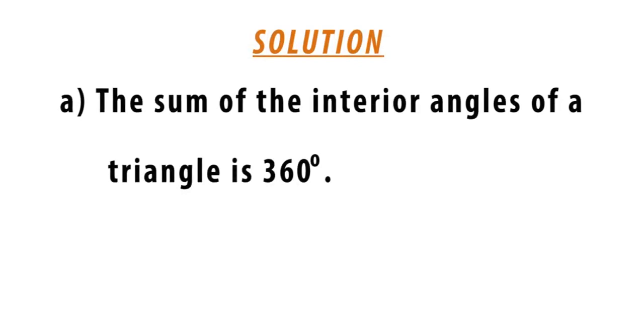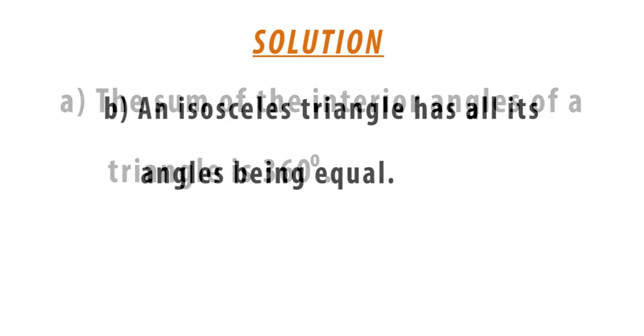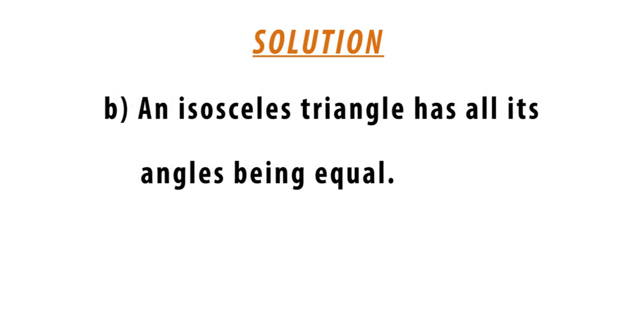The sum of the interior angles of a triangle is equal to 360 degrees. This is false. You know the sum of the interior angles of any triangle is 180 degrees. B. An isosceles triangle has all its angles being equal. This is false. You know that an isosceles triangle has two of its adjacent angles equal, not all the three. If all the three are equal, then we have an equilateral triangle.